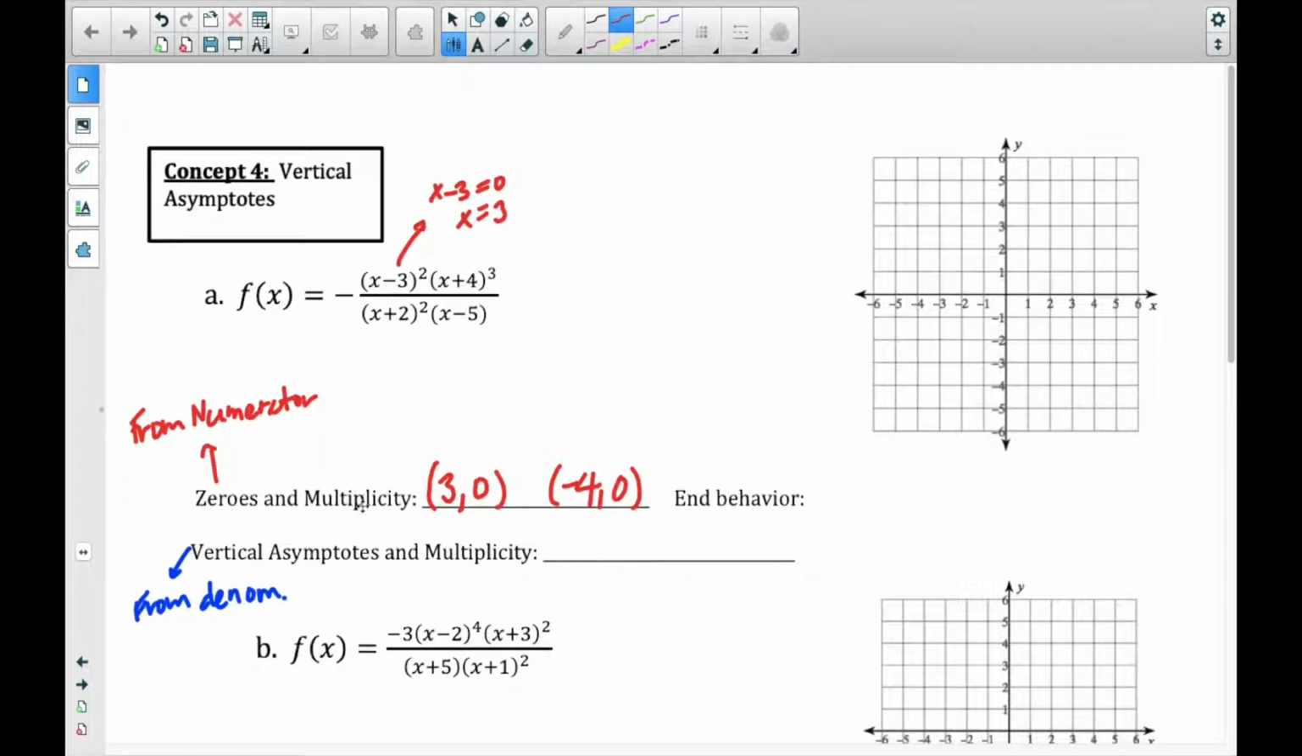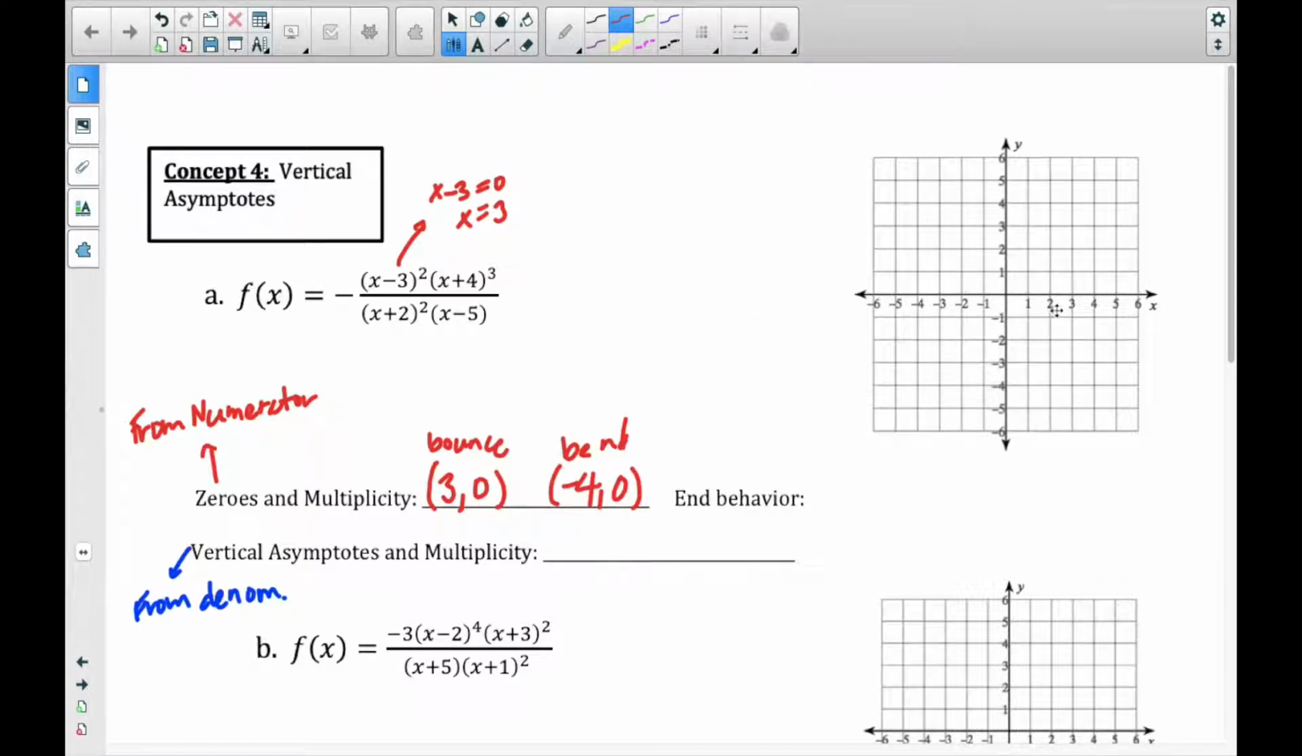The other thing is the multiplicity, and we talked about this last semester. Multiplicity comes from the exponents. So if it is an even exponent, it is going to bounce, and if it is an odd exponent, it is going to bend. If it is just an exponent of 1, it goes straight through. But anything greater than 1, if it's even, it bounces. If it is odd, it bends. So those are going to be our zeros.